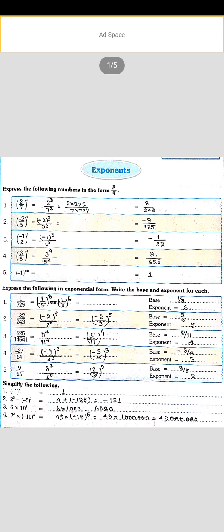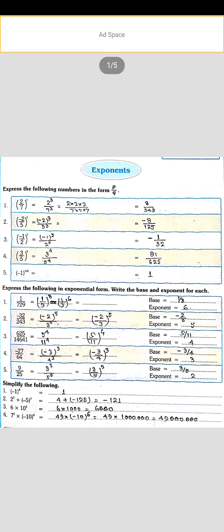Question number 2, minus 32 by 243. So find the prime factorization of numerator and denominator. You will get 32 can be written as 2 raised to the power 5 and 243 can be written as 3 raised to the power 5. Now minus 32 by 243 can be written as (minus 2 by 3) whole raised to the power 5. So here base is minus 2 by 3 and exponent is 5.